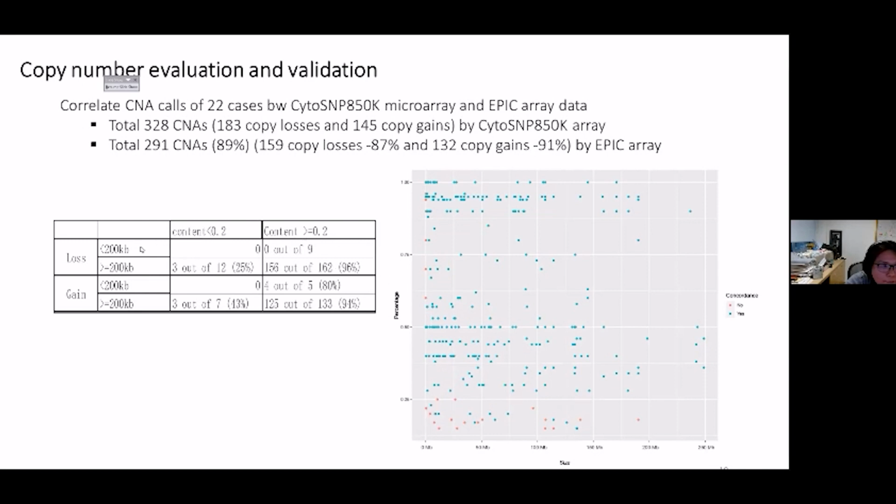So if we make a cutoff at 200 kb, for example, and tumor content at 20%, the EPIC array can detect 96% of the copy number changes for loss and 94% for gain. But when the tumor content is low, this drops: the EPIC array can only detect 25% of losses and 43% of gains.